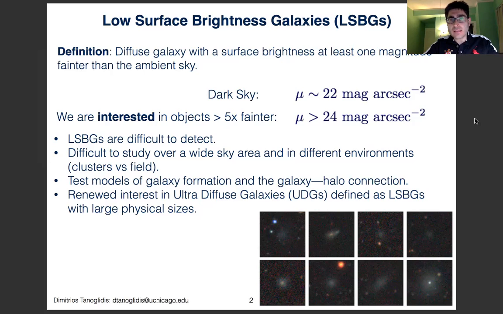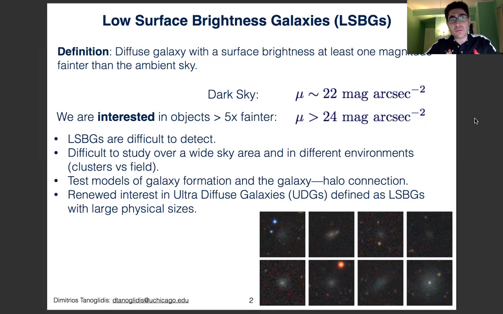And low surface brightness galaxies, because of their nature, are difficult to detect because they're very faint. And for that reason, it's also very difficult to study them over a wide sky area and in different environments, such as galaxy clusters versus the field. So we would like to discover many of them to test models of galaxy formation, what we call the galaxy halo connection. So how galaxies are being formed inside dark matter halos in a regime where we do not have many observations.